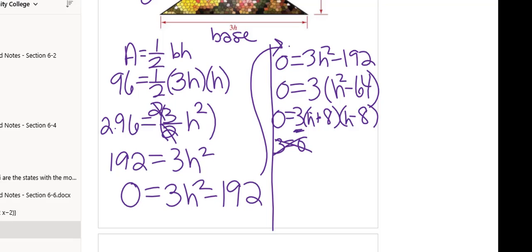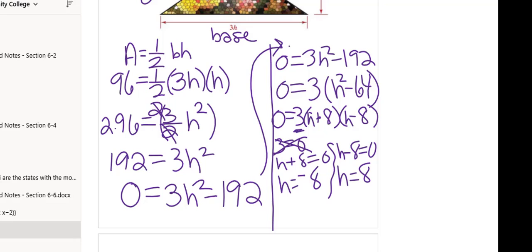Now let's look at the other 2 factors. We have h plus 8 is equal to 0, which means h is equal to negative 8. Or we have h minus 8 is equal to 0, which means h is equal to positive 8. Great. We have solved for h.